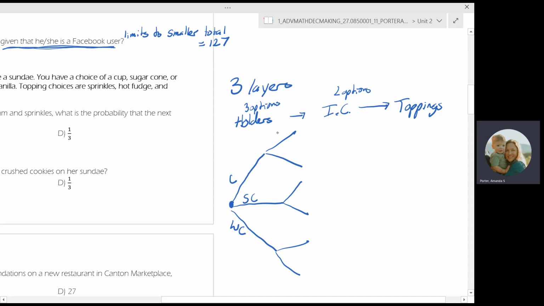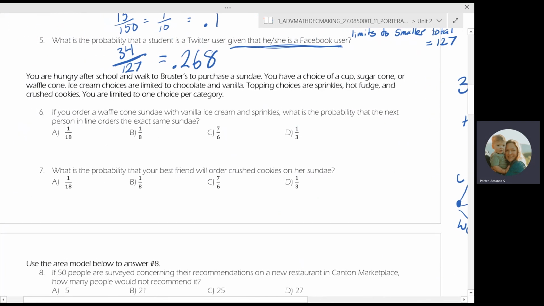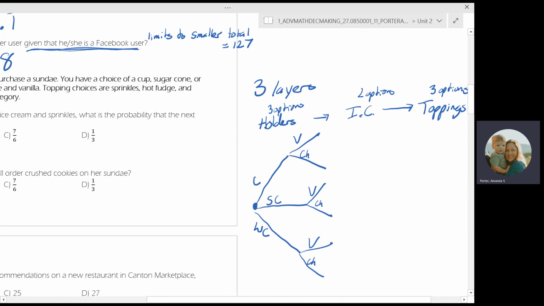And those are vanilla and chocolate. And then off the end of that, you've got your topping choices, and you have 3 options for toppings. You have sprinkles, you have hot fudge, and you have crushed cookies. So off the end of each of these, I've got to tack 1, 2, 3, 1, 2, 3, right? Because I have 3 options.